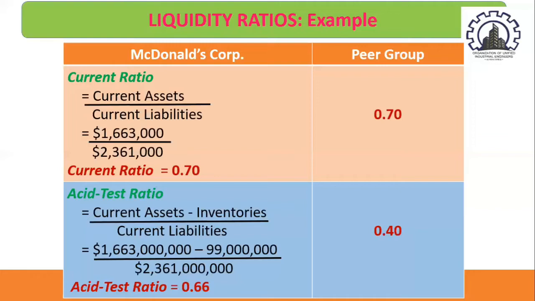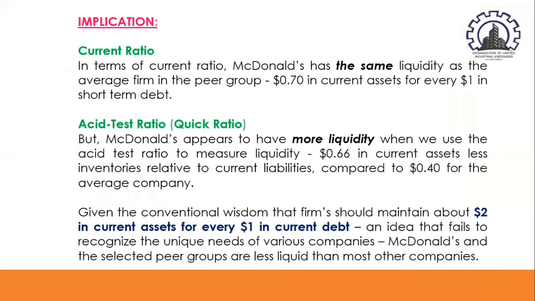So what is meant by this? What is its implication then? Let's look at the current ratio first. In terms of current ratio, McDonald's has the same liquidity as the average firm in the peer group, which is $0.70 or 70 cents in current assets for every $1 in short-term debt.